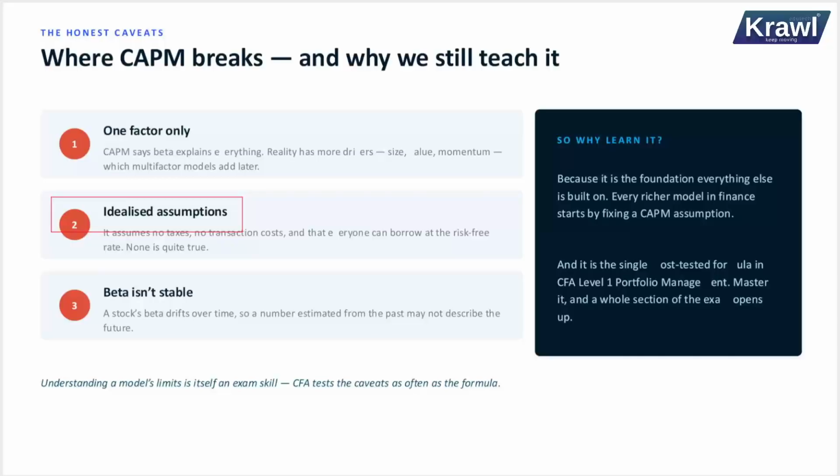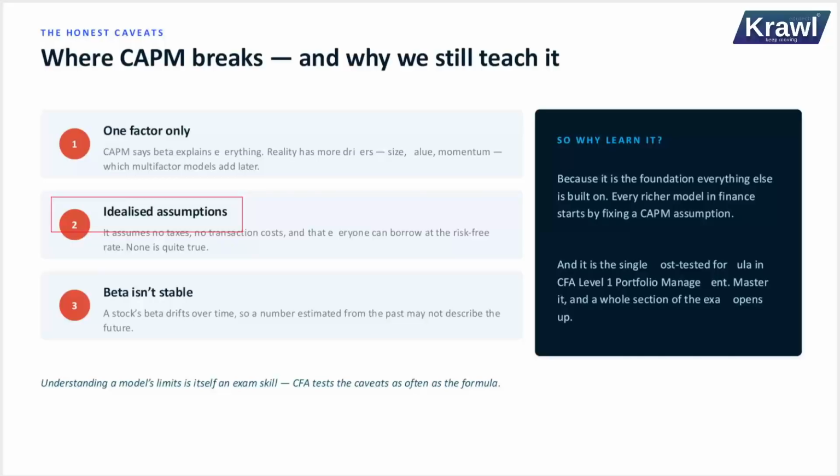And third, beta isn't stable. It drifts over time. When you do the calculation for beta on day one, and 10 months down the line you use fresh numbers, the beta could vary because it's backward looking. And you're using a backward looking number to predict something which is happening in the future. So a beta you measure from the past might not hold in the future.